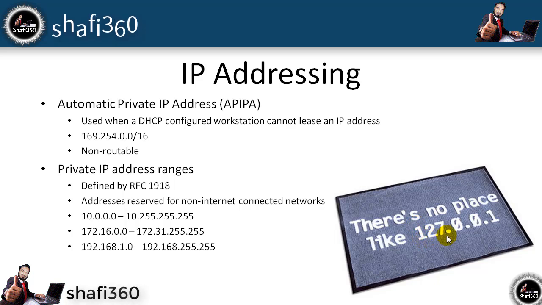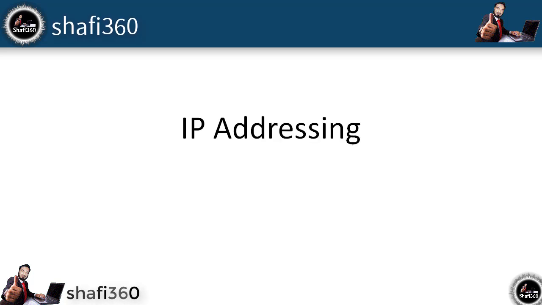There's another class on here, and I've got this little cheesy doormat here. This is the loopback address range. It's 127.0.0.0. By default, 127.0.0.1 is the local host or the home address, so this doormat here is basically a nerdy way of saying there's no place like home. Hey, everybody's got to have a little humor now and then. And that concludes our discussion of IP addressing.